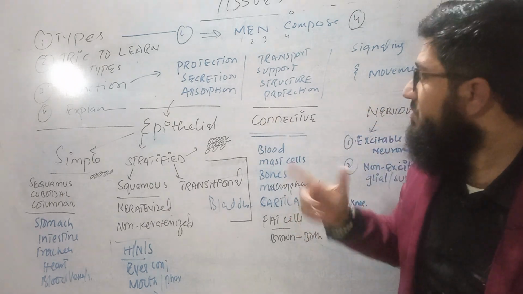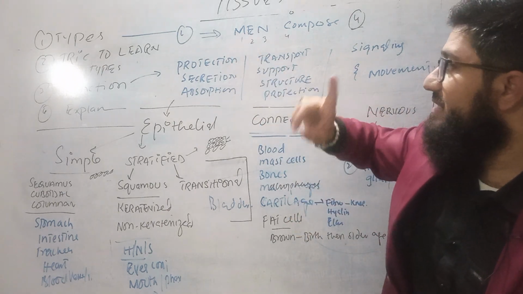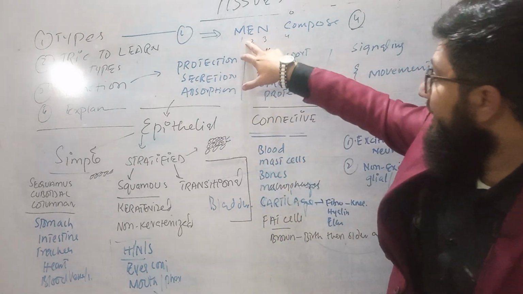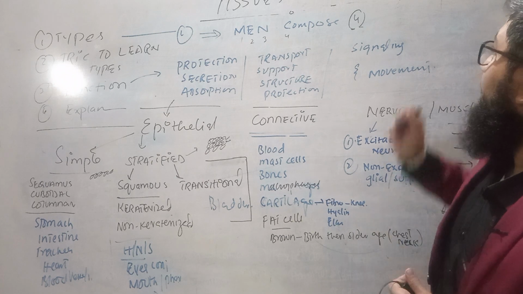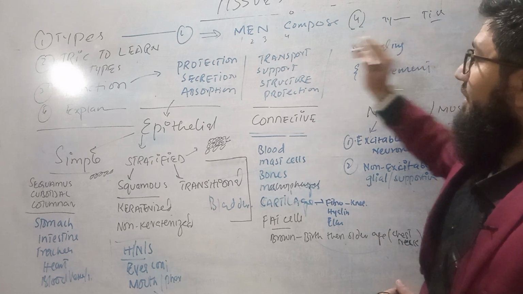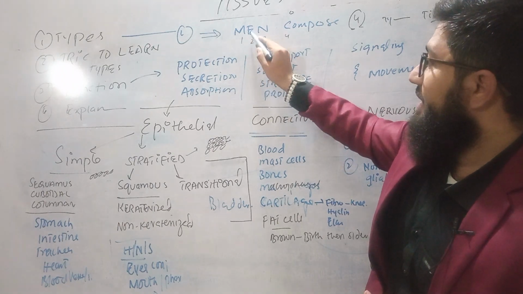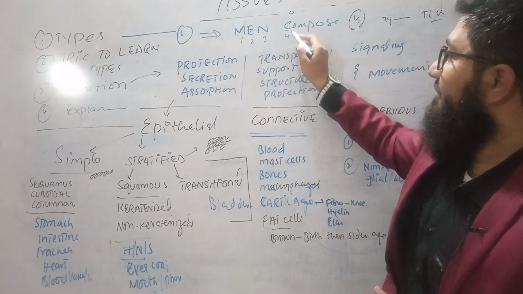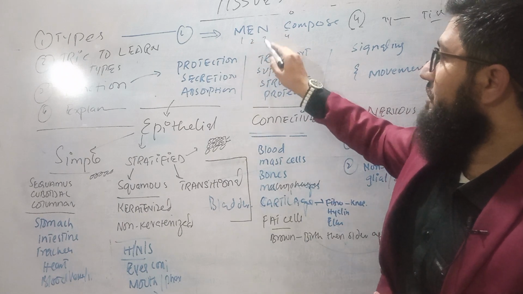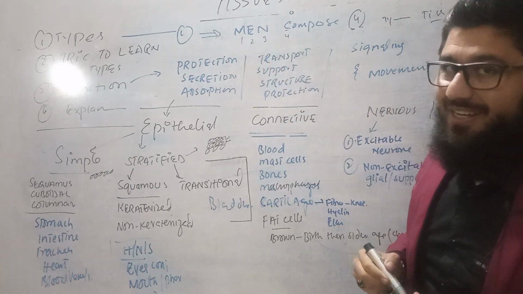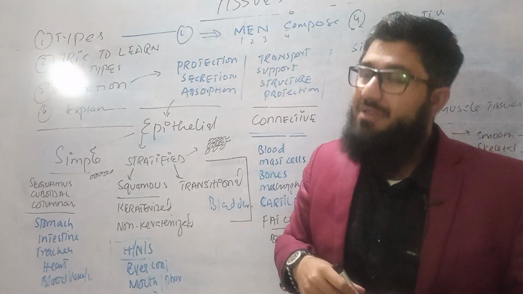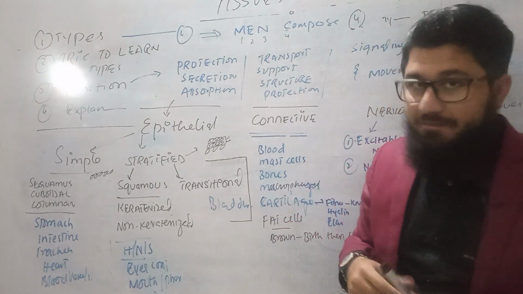Now how to remember? Simple. You have to remember one sentence, in which all these four types are discussed. Men compose four types of tissues. So now M1, E2, N3, C4. So 1, 2, 3, 4. M for muscular, E for epithelial, N for nervous, C for connective. Got it now? This is the trick to help you remember the types of tissues in the human body. I hope you got it.